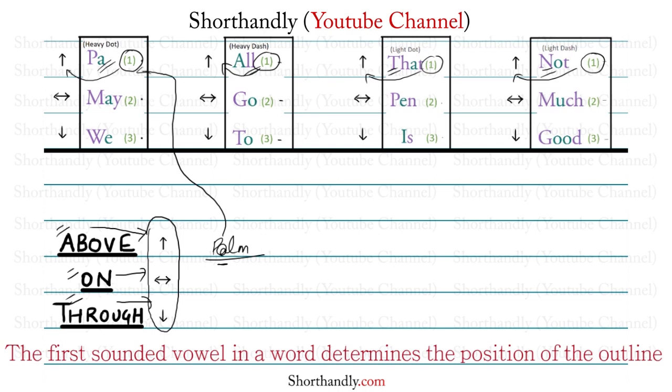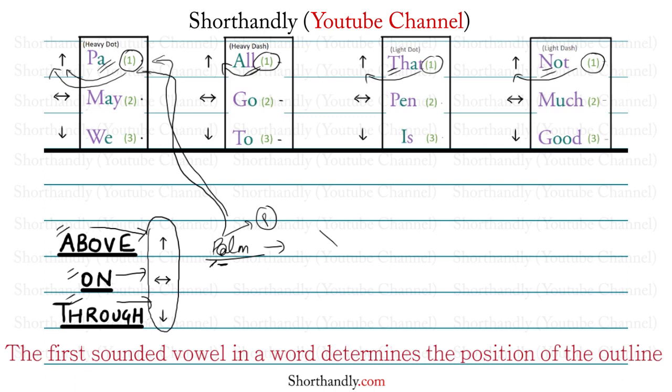Now if you pronounce this word again, it goes like palm. The first vowel sound that we are getting from this word is ah, as in the pa vowel, and we already know that this pa vowel is a first place vowel. So the first outline that we will be making for this word is P, because if you pronounce it, it goes like palm. The first consonant is P, and the first vowel that we are getting is ah. So the first outline will be our P, and we will start making this P outline above the line like this.